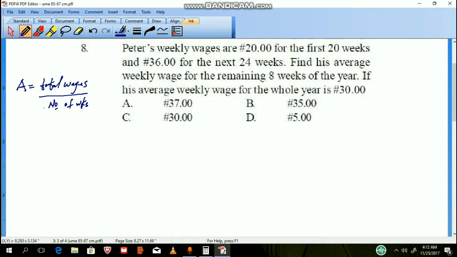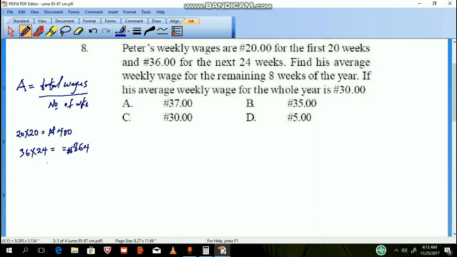Now, how do we figure out the total wages? First thing first, we're told that Peter's weekly wages are 20 naira for the first 20 weeks. So for the first 20 weeks, his total wages is going to be 20 times 20, which will be 400 naira. That's for the first 20 weeks. Now 36 naira for the next 24 weeks. For the next 24 weeks, we will be having 36 times 24, that will be 864 naira for that.